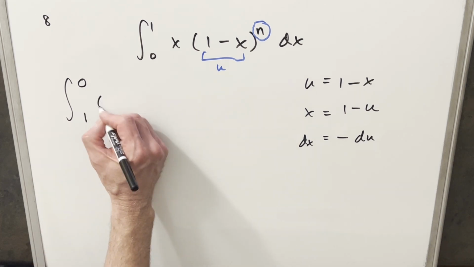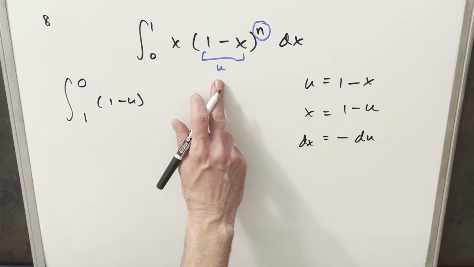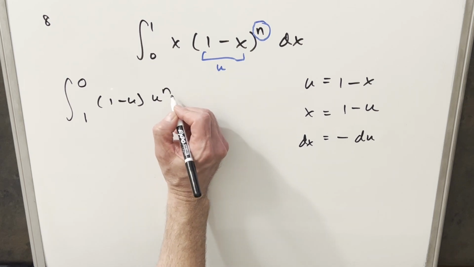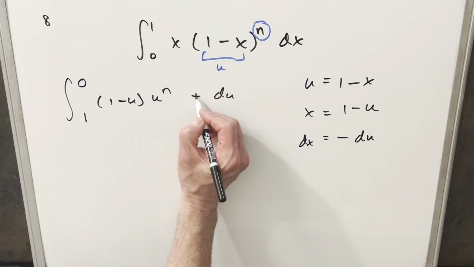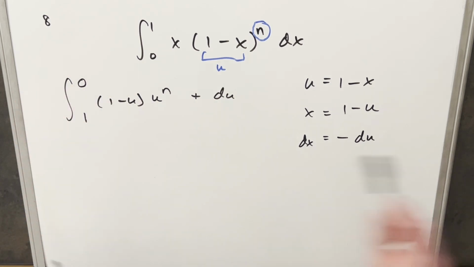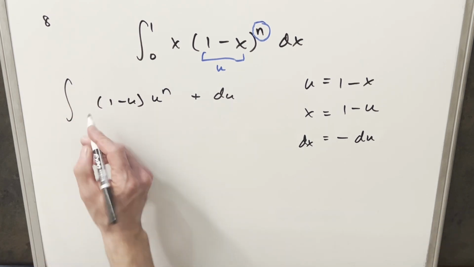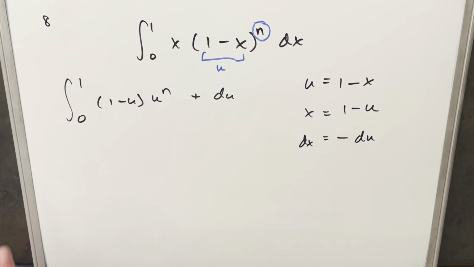Then we have our x value right here, so I'll write this as 1 minus u. This right here is just going to become u to the n, and dx is just going to be minus du. But I'll take this minus sign and bring it out front of the integral, and we'll just use that to flip the bounds. So what that's going to do is put it back. Now we're integrating from 0 to 1.